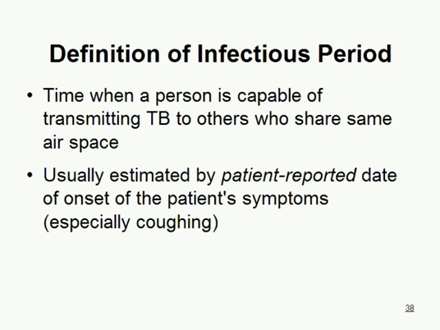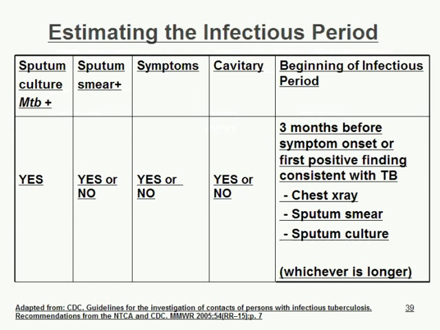So the definition of an infectious period is the time when a person is capable of transmitting TB to others who share the same airspace. And it's usually estimated by the patient-reported date of onset, if you can get that. And, of course, a patient to transmit is 99.999% of the time pulmonary. So this is adapted from the CDC chart on estimating the infectious period for contact investigations.